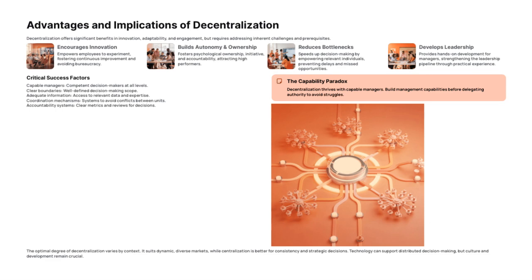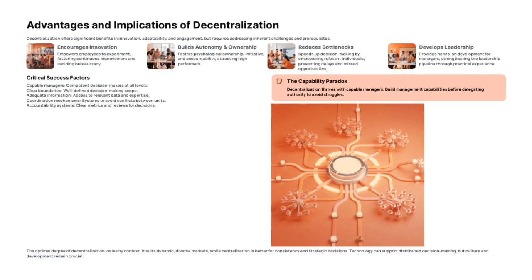Technology can certainly support distributed decision-making, making decentralization more feasible, but it's important to remember that culture and development remain crucial factors in making it successful. Decentralization thrives when you have capable managers in place. Building management capabilities before delegating authority is essential to avoid struggles and ensure smooth operations. That's where the so-called capability paradox comes in. To succeed, you need capable managers, people who are competent decision makers at all levels.